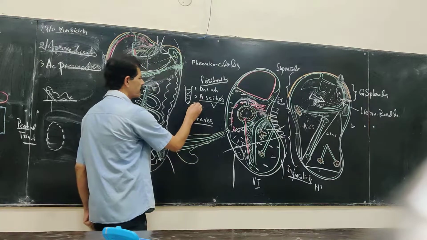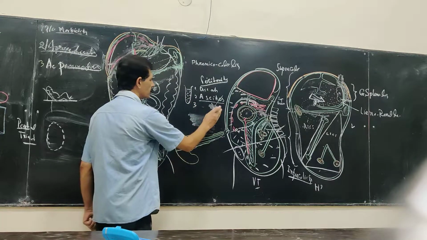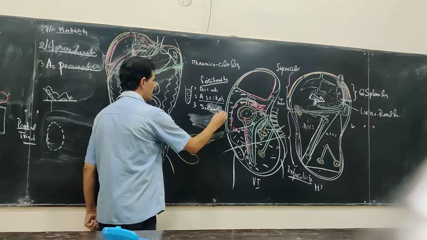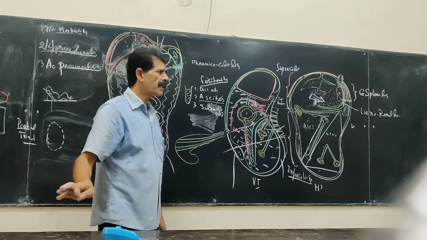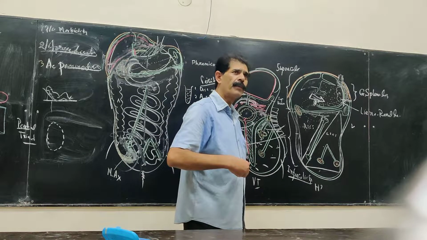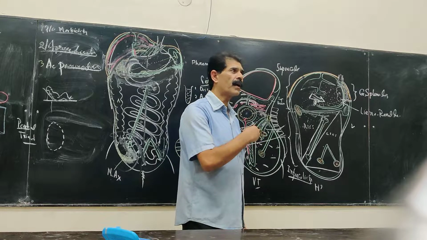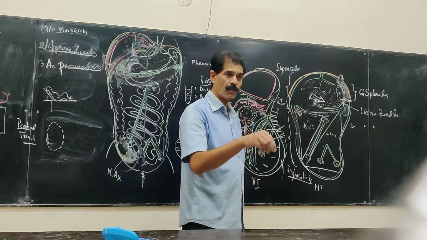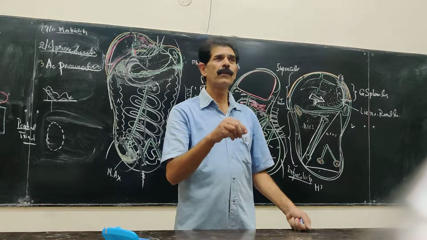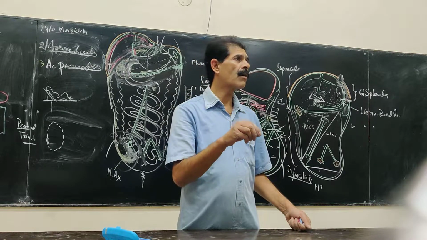Third sign, silent abdomen. Silent abdomen. The patient is lying in the bed. If you put the stethoscope on the abdomen, people may say the stethoscope has to be put on the heart. Why are you putting it on the abdomen? But no, it has to be put on the abdomen. What are we expecting? Normal peristaltic sounds of the intestine.